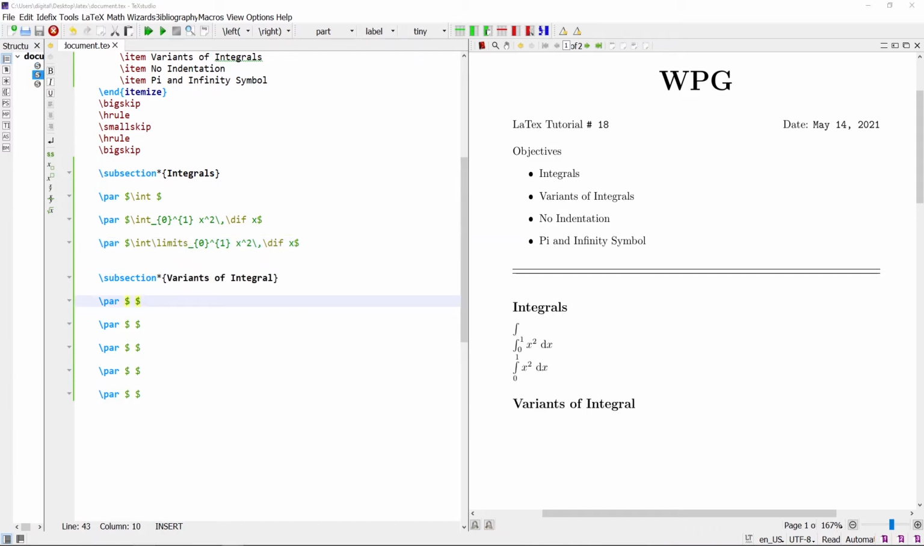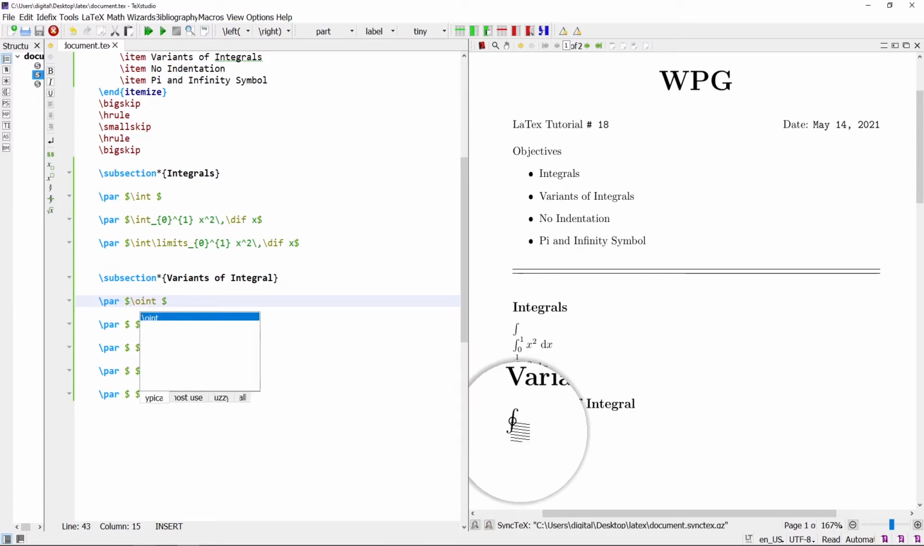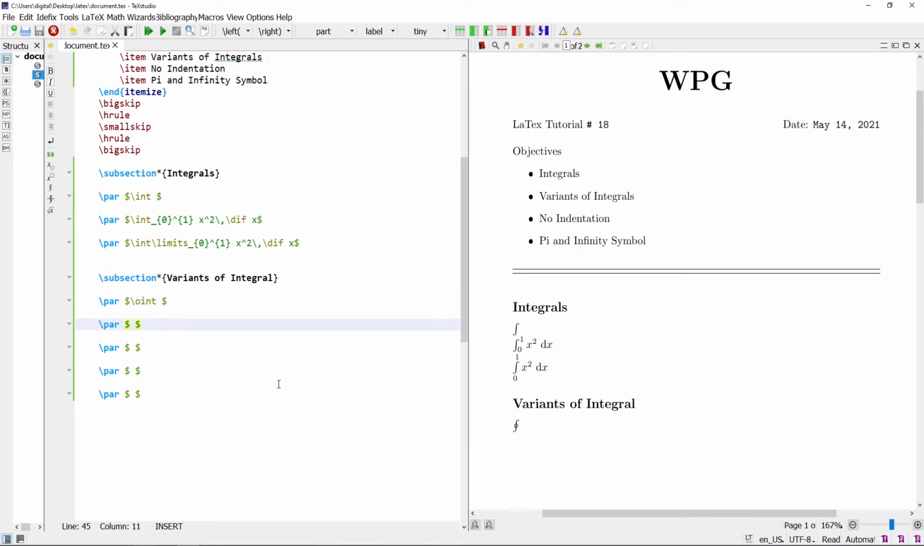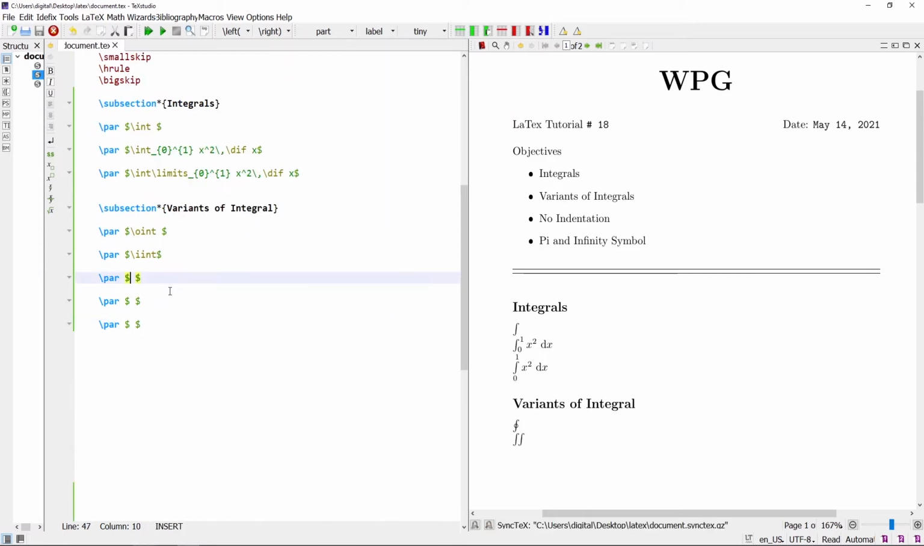Now let's see the variants of the integrals. There are 5 variants of the integral symbol. The first is the integral with an O symbol. The command is \oint. The second symbol is the double integral. The command is \iint. The third symbol is the triple integral. The command is \iiint.